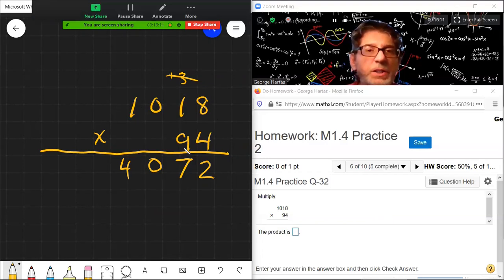9 times 8 is 72. Right-hand digit. Left-hand digit. 9 times 1 is 9. 9 plus 7 is 16. Right-hand digit. Left-hand digit. Now watch this. 9 times 0 is 0. 0 plus 1 is 1.